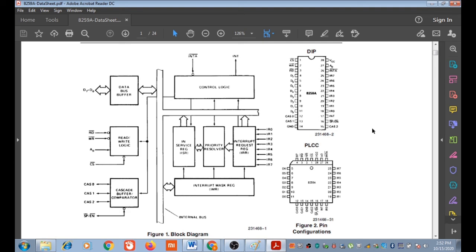Next, let us check the block diagram of 8259A. See the internal bus, and the blocks are connected to this internal bus. Data bus buffer. 8259A has 8 data lines, and these data lines are always connected to the lower half of the 8086 data bus. It receives the interrupt identification number through those lines.